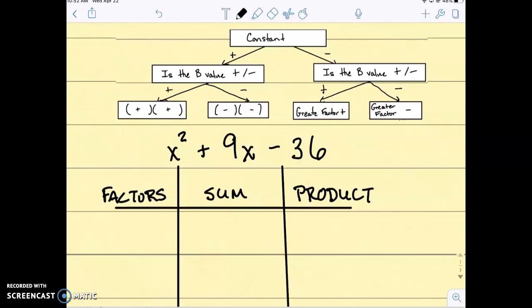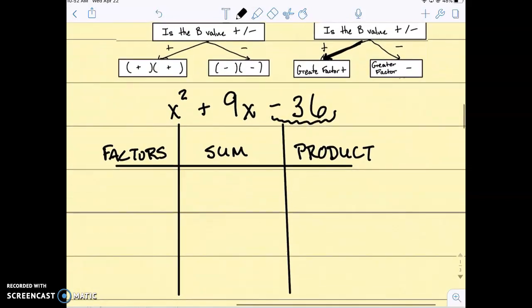My c value is not 36, it's -36, so I'm going to follow my negative flow. My b value is positive, so I'm going to follow my positive flow, which means my greater factor is positive. So I'm taking the factors of -36, but it's going to be a positive number and a negative number. So my greater factor will be positive.